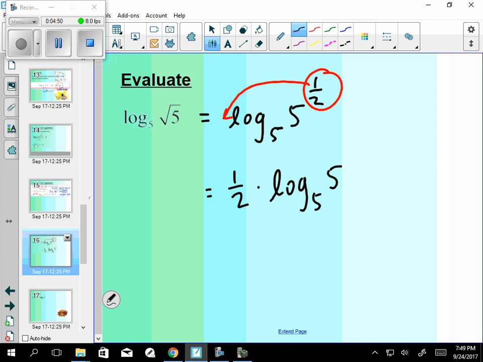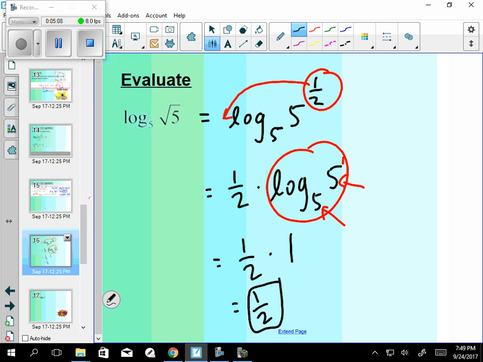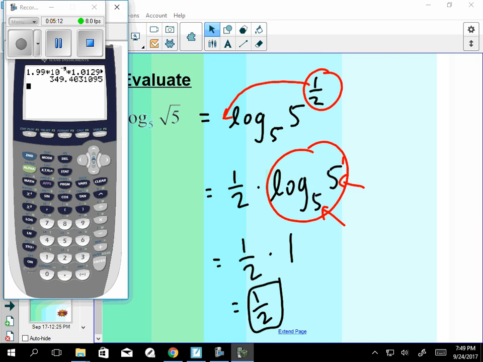Well, what did we say is always going to be true anytime you've got the base matching? It should just match whatever the exponent is, it'd be 1. And so this part right here should just equal 1. So we've got 1/2 times 1, or 1/2. Just to show you that that is in fact true, watch what happens when we try this one with the calculator.